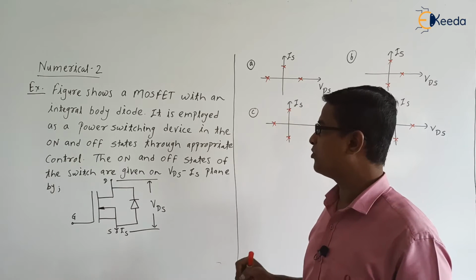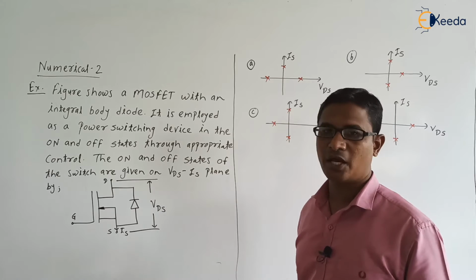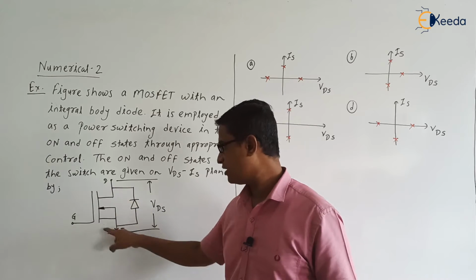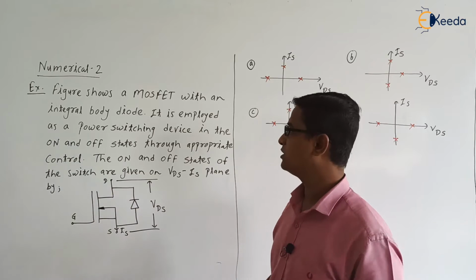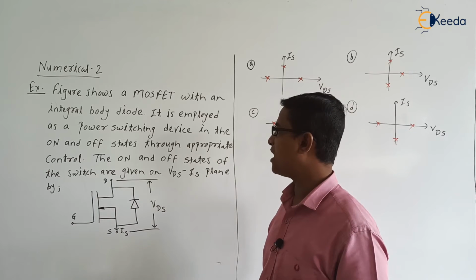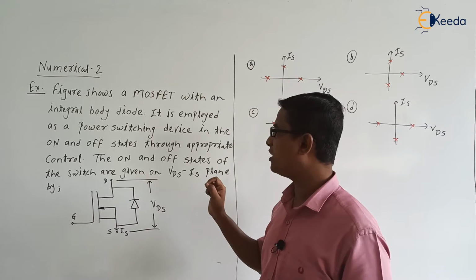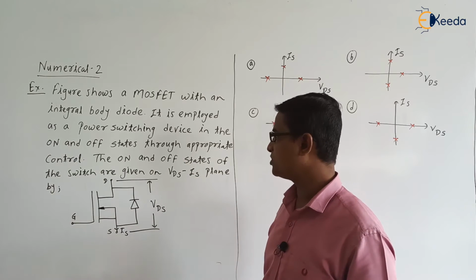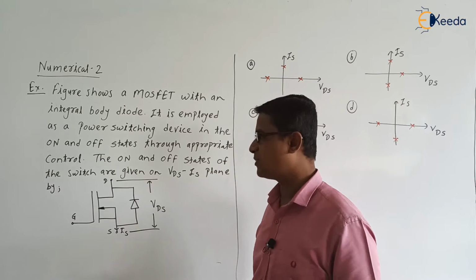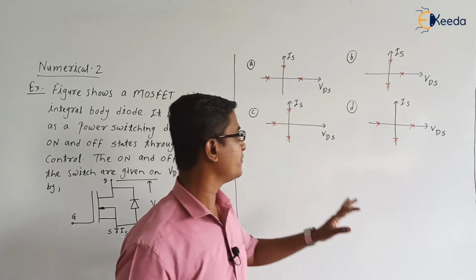Figure shows a MOSFET with an integral body diode. Here we are having the MOSFET and here it is the diode. Consider this as a single switch. Next, it is employed as a power switching device in the on and off states through appropriate control. The on and off states of the switch are given on the VDS IS plane by, and they have given the four options.